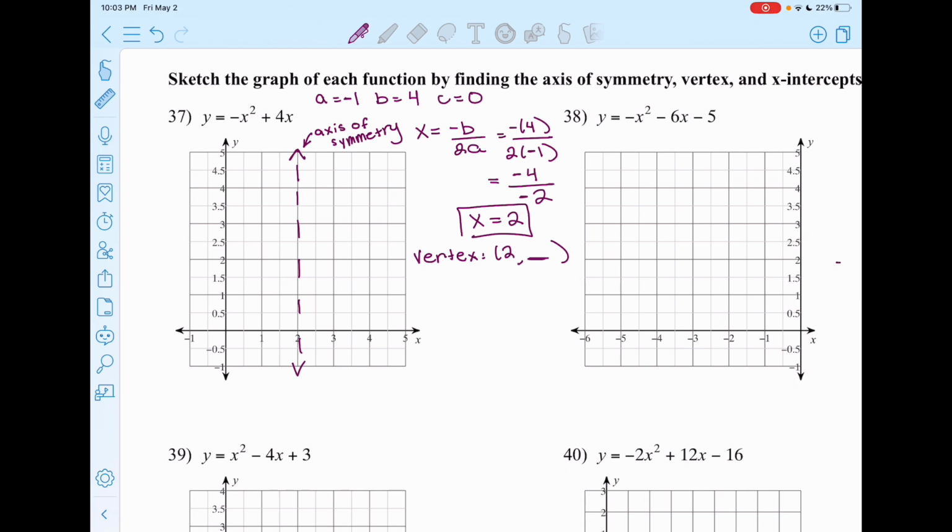And we do this by plugging in the x value into the function. So I'm going to plug in 2 for x in my equation. And you can type this into your calculator. So negative parentheses 2, parentheses squared, plus 4, parentheses 2. And you should get 4, which means my vertex is the point 2, 4.